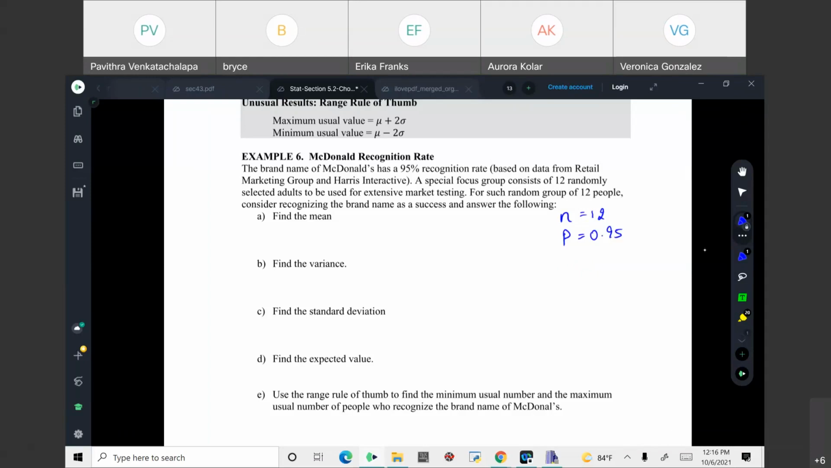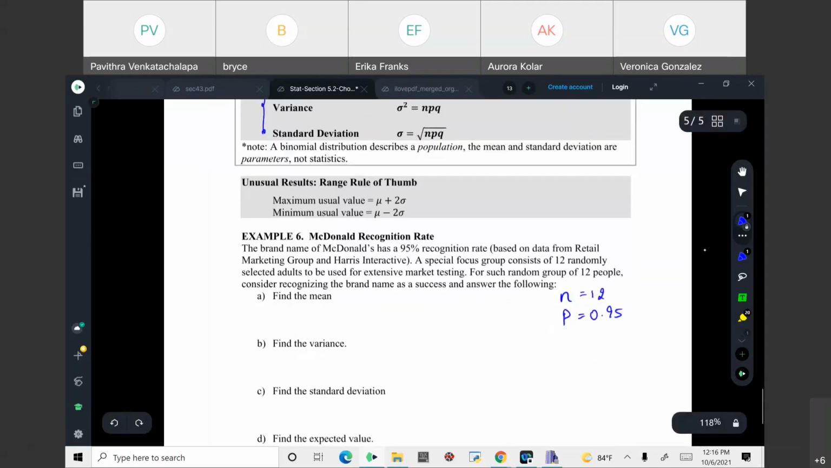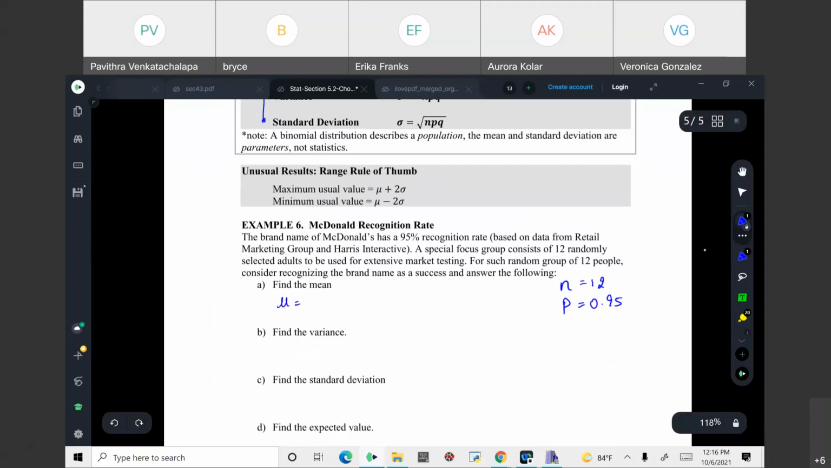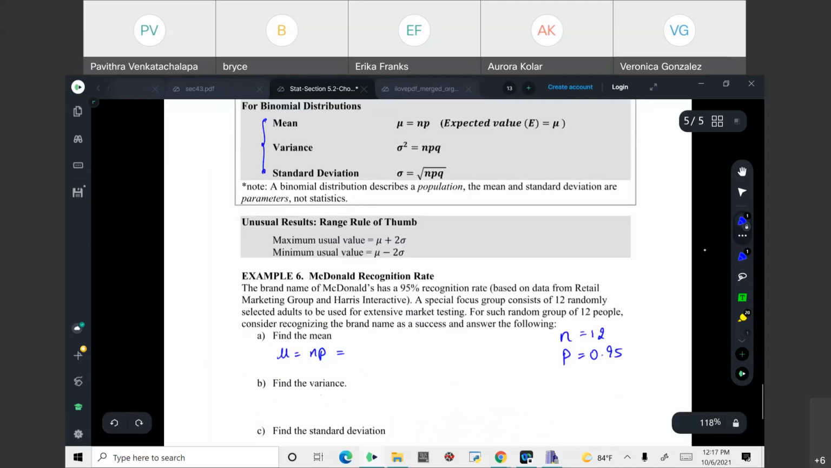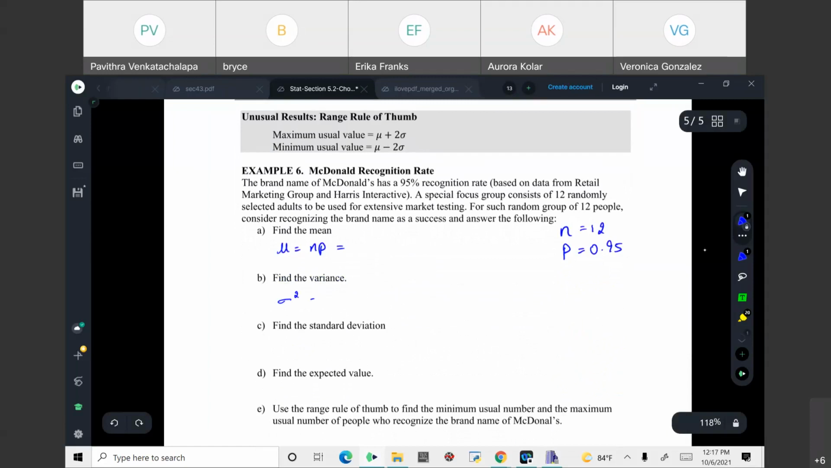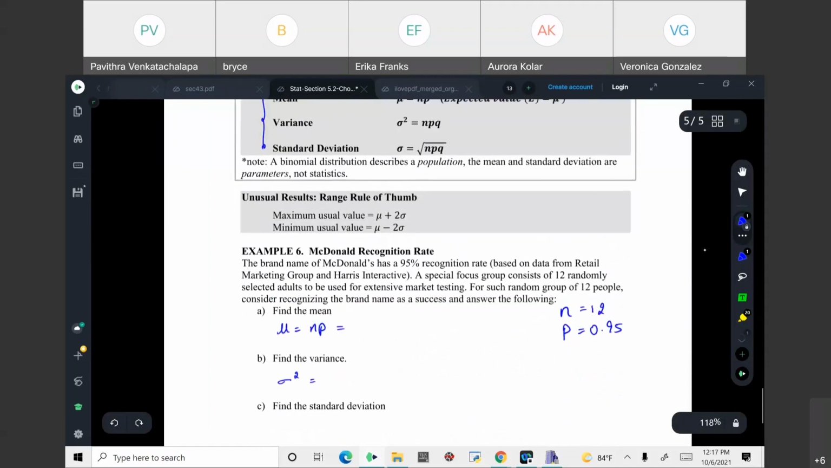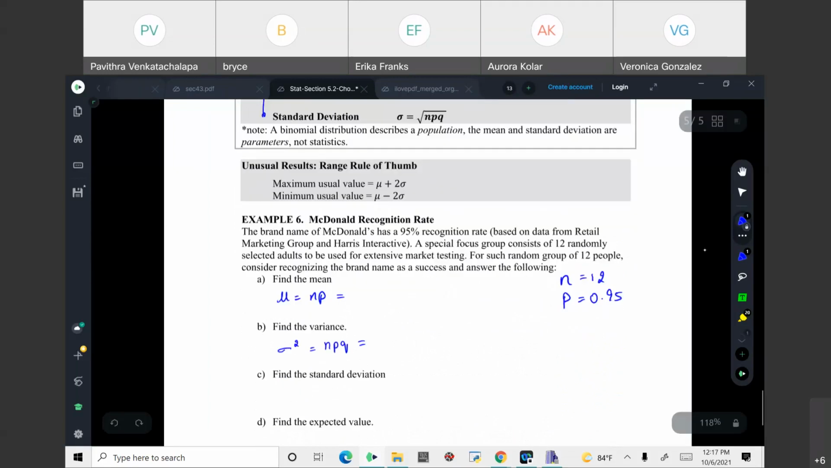Fine. Now, how do you find the mean? You just have to use the formula mu equal to n and p. Okay, mu equal to n into p. Now find the variance. Variance is sigma square equal to n p q. Now you must know how to find the q. What is the formula for q?